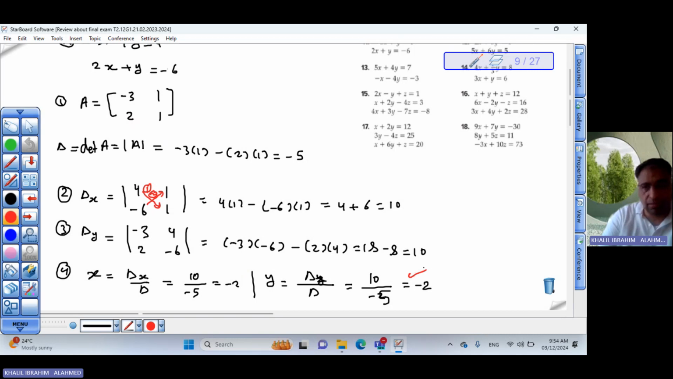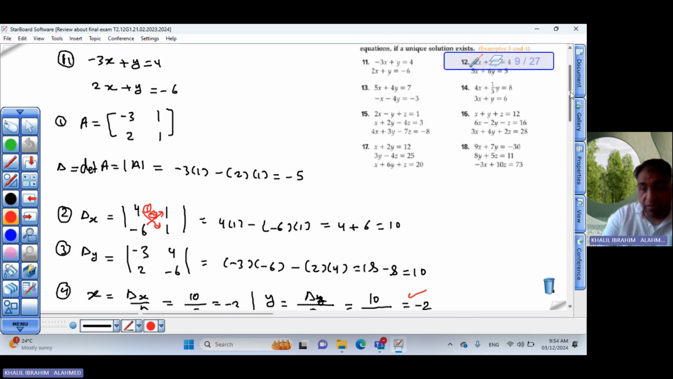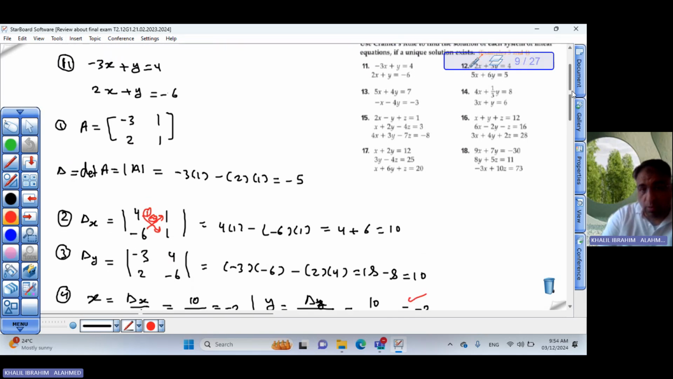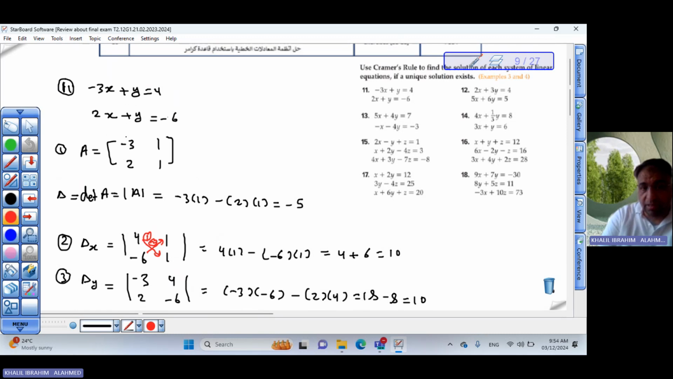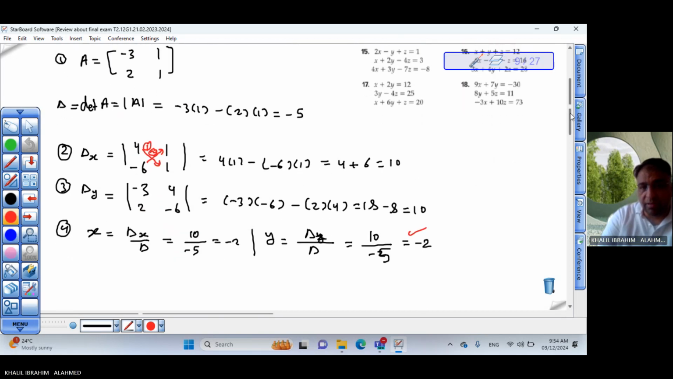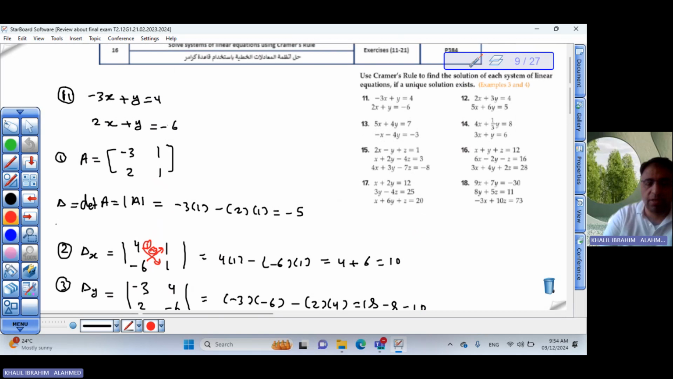That's it. It's easy to solve. We move now to the next question. I think it's easy for each student if they follow these steps. Step 1, find the coefficient matrix, then the determinant of the coefficient matrix, then find the determinant of each variable, delta x and delta y. Then you can find x by dividing delta x by delta, and also y, and so on, to get the solution of the system of the two equations.